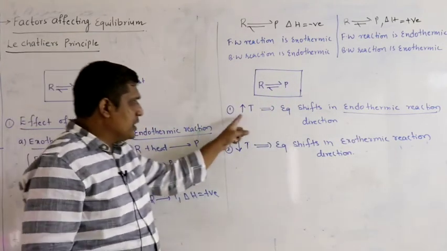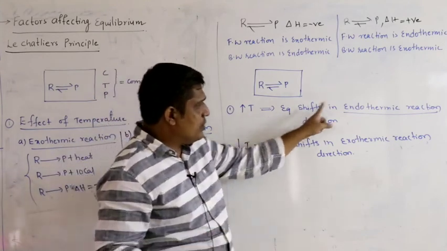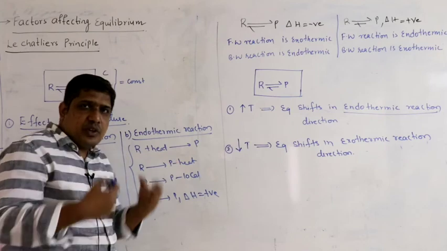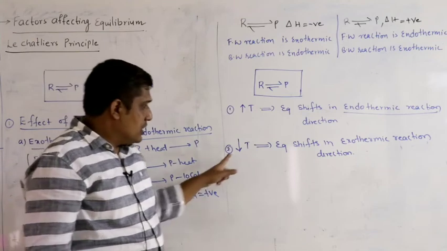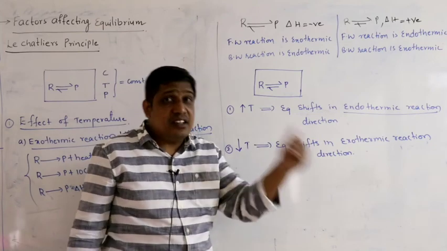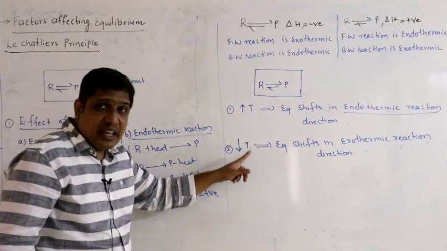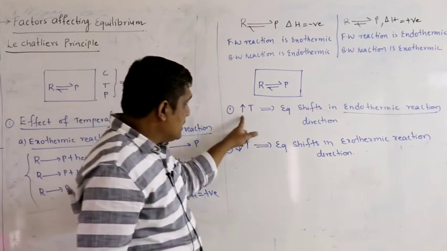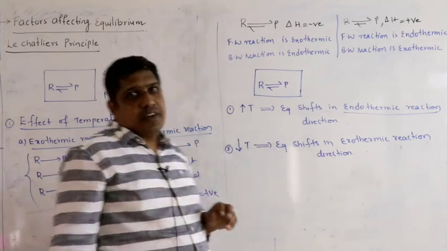So for nullifying: if you increase the temperature, it will try to decrease the temperature. How? By shifting the equilibrium in the endothermic direction. What is an endothermic reaction? A reaction which proceeds with absorption of heat. Since it is absorbing heat, the temperature of the system decreases. Therefore, the effect is nullified. If you decrease the temperature, the equilibrium shifts in a direction which releases heat, so the temperature increases and nullifies the effect we are causing. Again, the equilibrium can be established. So, increase in temperature favors endothermic reaction, decrease in temperature favors exothermic reaction.